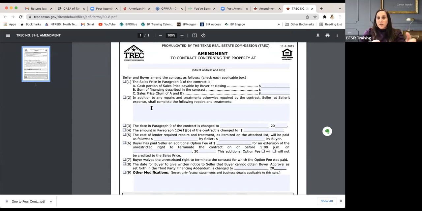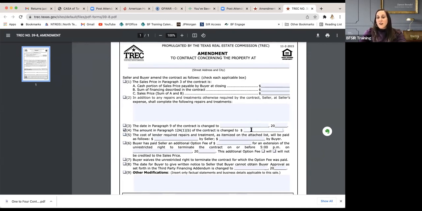Or you can upload your inspection to Punch List, have them price it out, and just put here, the amount in section 12A1B is changed to $4,000 or whatever it is, the number that you're going to ask the seller to contribute towards closing. Does that make sense? You can see it specifically. This happens so often that it's built into our amendment.